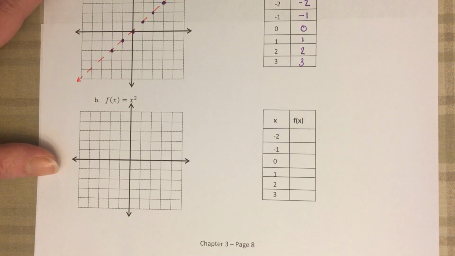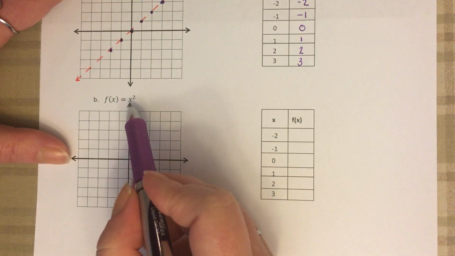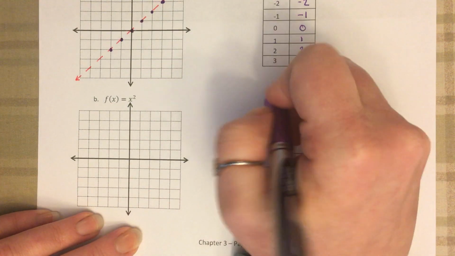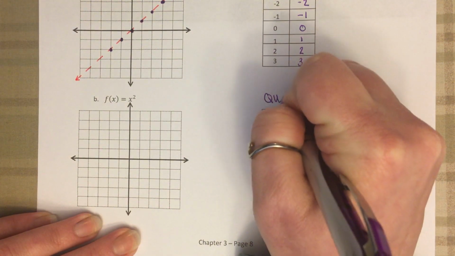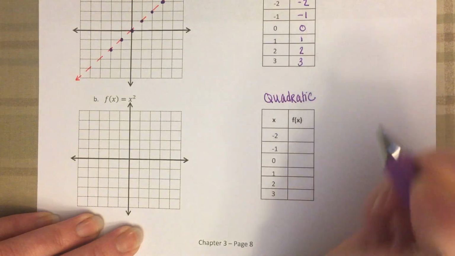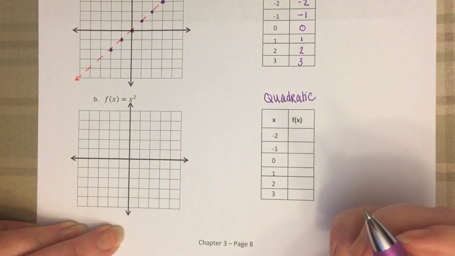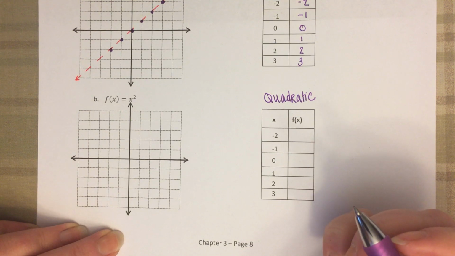Our next type of function that we're going to look at is one that has a squared. Anytime we have something that's squared, we say it is a quadratic function. We've talked a lot about factoring and solving quadratic functions in the previous chapter. Here we're going to look at graphing these.